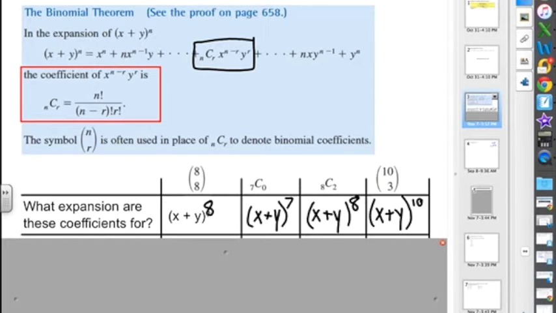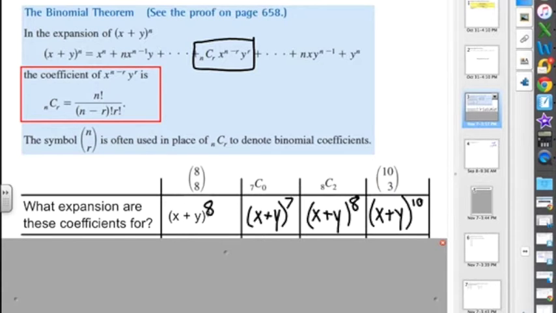Will the n always be the bigger number? Yes, they might be the same, but n is always going to be the first number, and it's always going to be bigger than the second one. Any other questions?